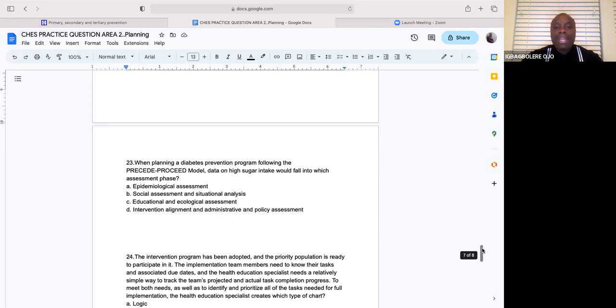When planning a diabetes prevention program using the Precede-Proceed, data on high sugar intake will fall into which category? Intervention alignment is not really a category here. However, administrative and policy assessment are categories, but intervention alignment, there is nothing like that. At least not in the Precede-Proceed. Of course, in the broader public health scope, we should have something like that.